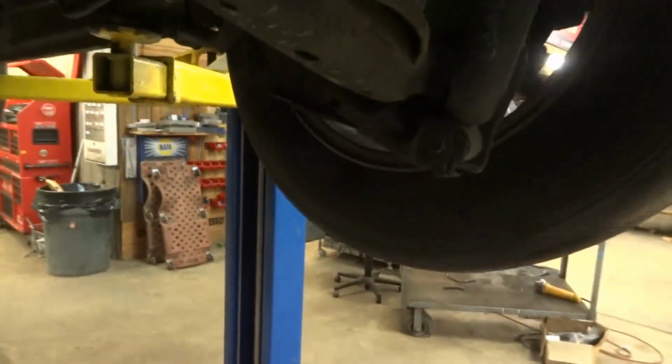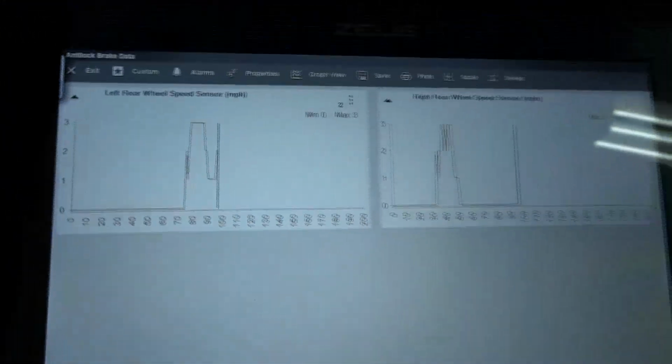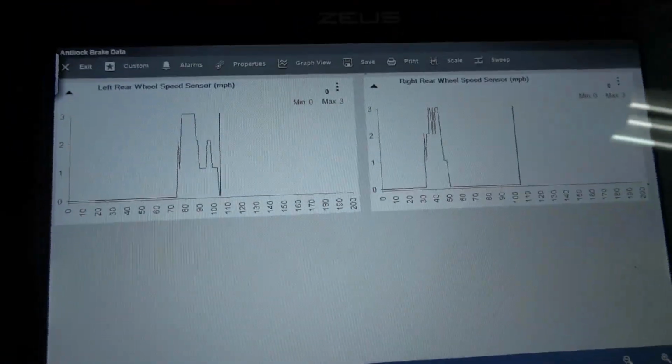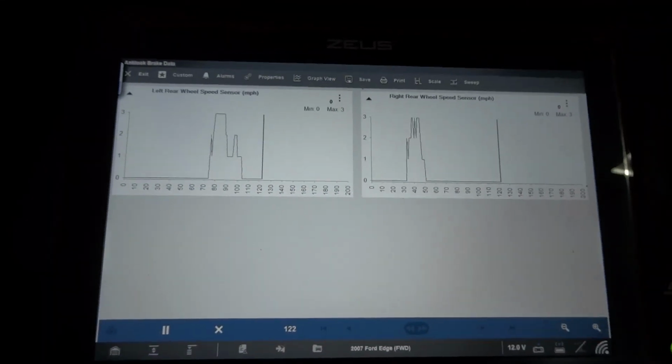Okay, now let's spin the right side. We're spinning the right side. As you can see, the right side is updating. That's good. Now let's spin the left side. We're spinning the left side right there. Left side is updating. So that's good, guys. This is fixed. Okay, I'm gonna lower the vehicle.